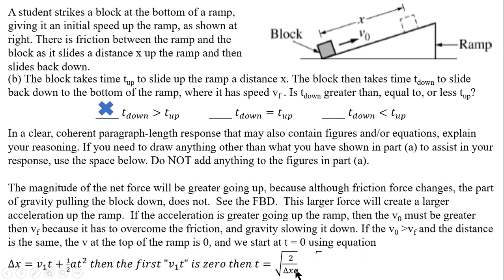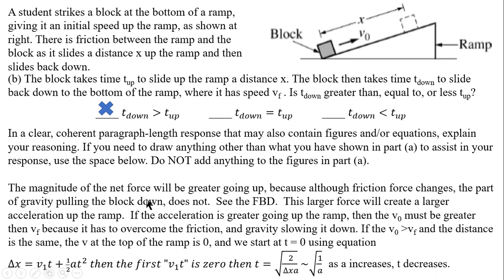And if this is a larger a going up, then my time to come back down has to be greater. Basically, t is proportional to 1 over the square root of a. As a increases, t decreases. So since I have a larger acceleration here, my time has to decrease according to this. So that means if I have a smaller acceleration, I have more time.